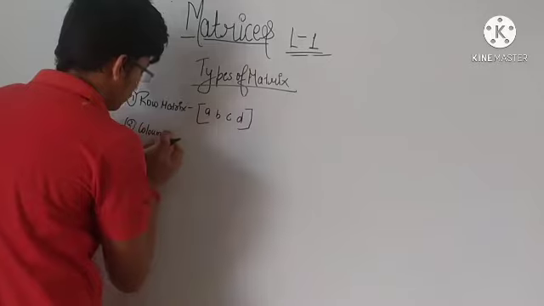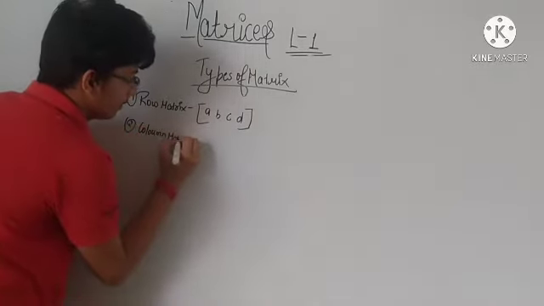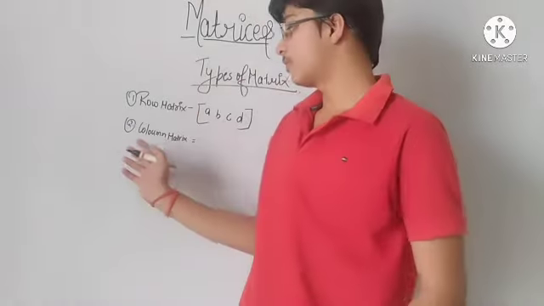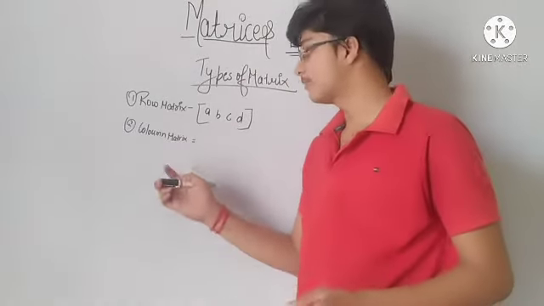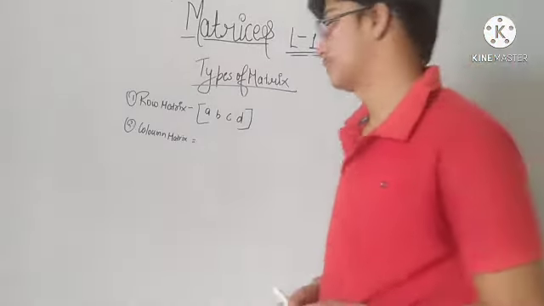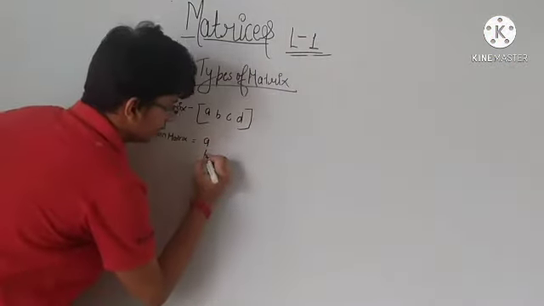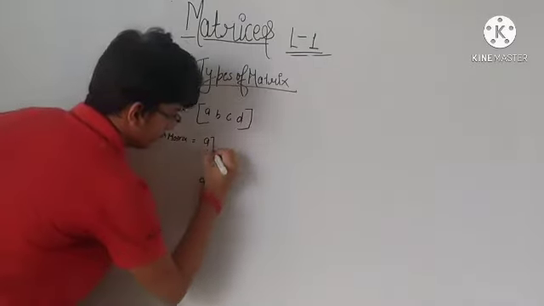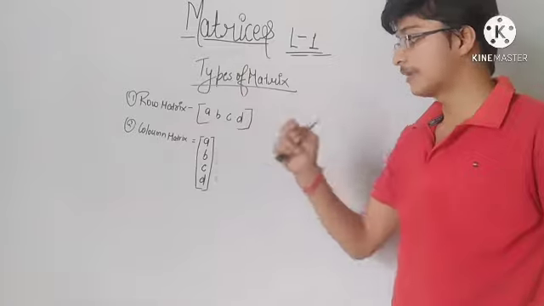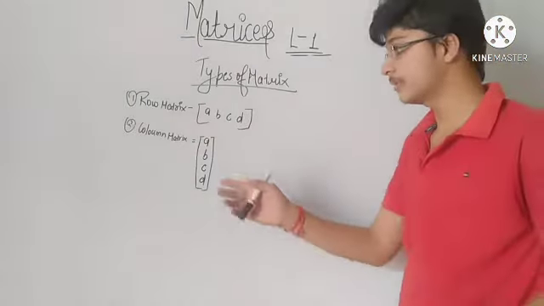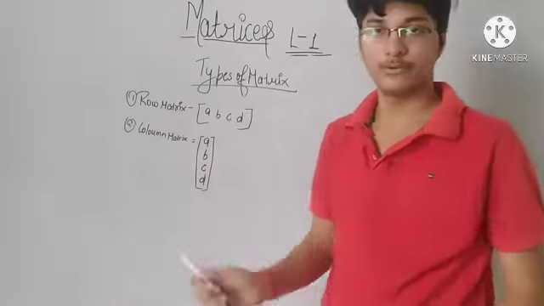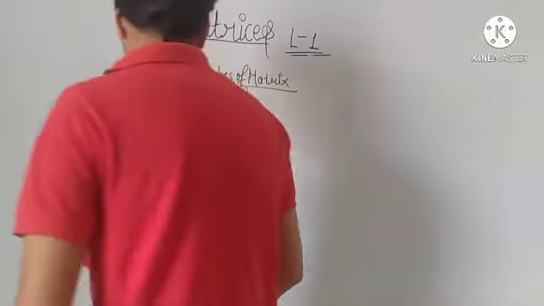column matrix. Now what is a column matrix? A column matrix is a matrix which has only one column. For example, A, B, C, D. There is a column matrix A, B, C, D. A column matrix is a square bracket having only one column. That is the example.